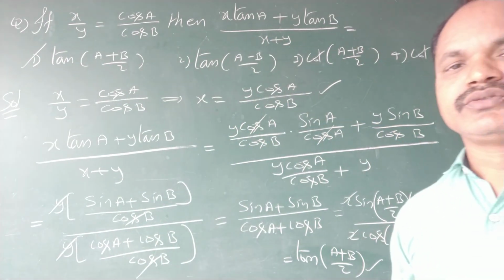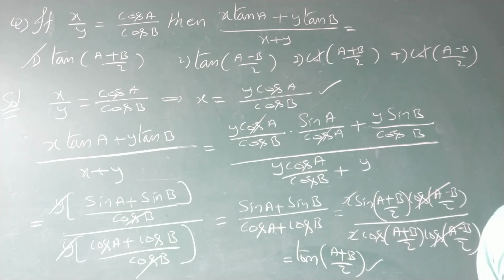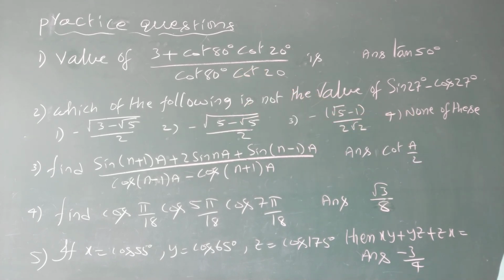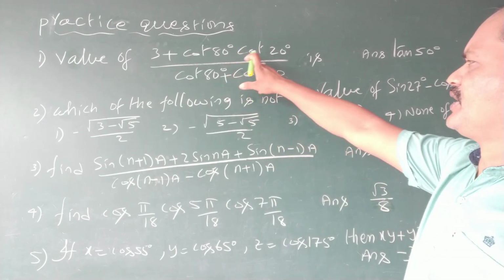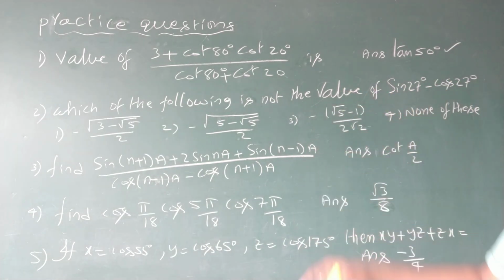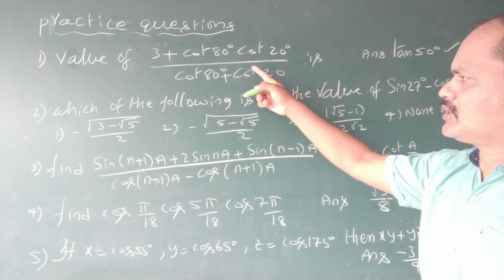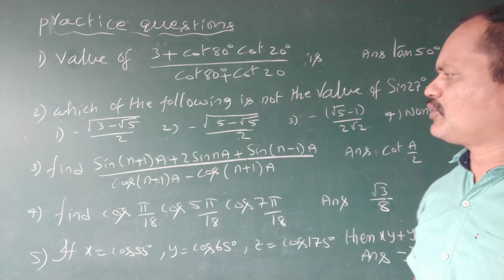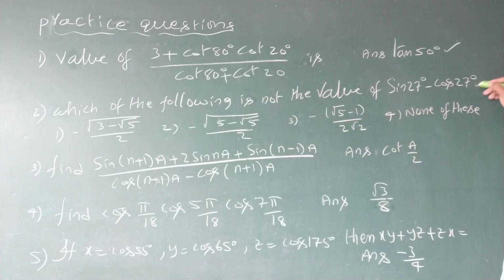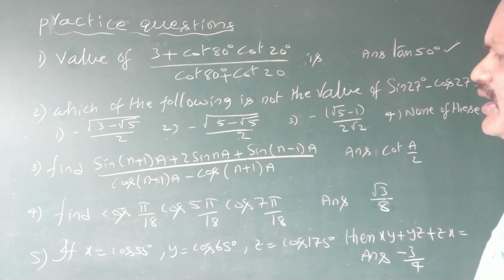Now we are going to the next question. Now we are going to the practice questions. The first question: the value of (3 plus cot 80 into cot 20) by (cot 80 plus cot 20) is, so the answer is tan 50. A similar question was already completed. Second question: which of the following is not the value of sin 27 minus cos 27? So we have to identify the odd option.